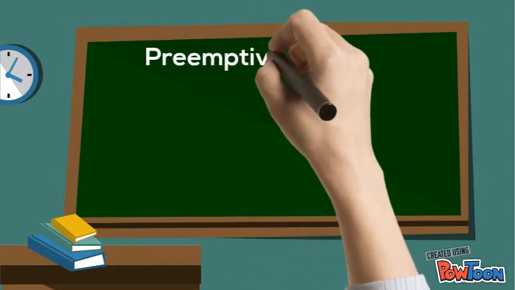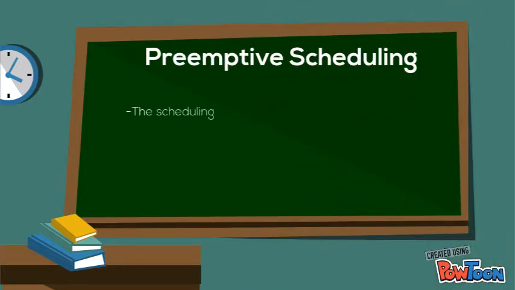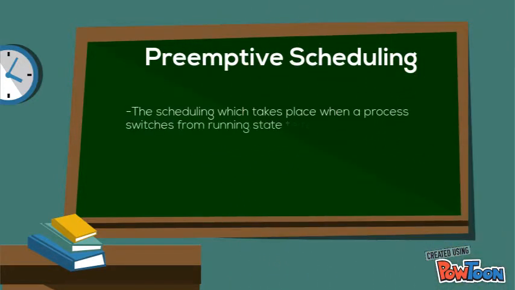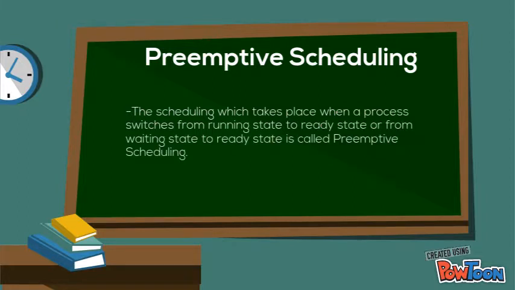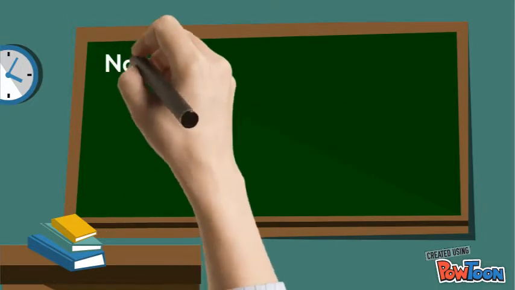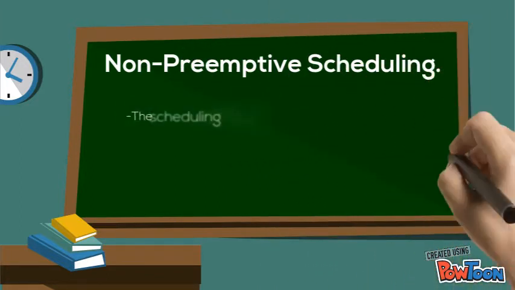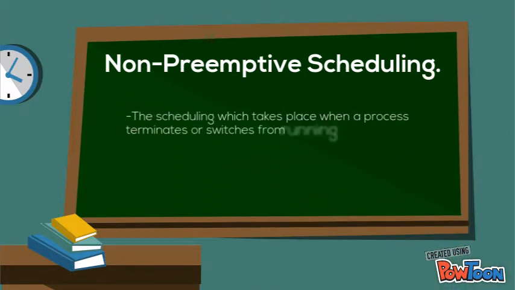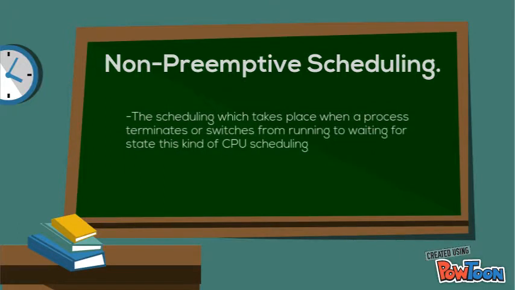The CPU scheduler selects a process from the ready queue and allocates the process to the CPU. The scheduling which takes place when a process switches from running state to ready state or from waiting state to ready state is called preemptive scheduling. On the other hand, the scheduling which takes place when a process terminates or switches from running to waiting state is called non-preemptive scheduling.